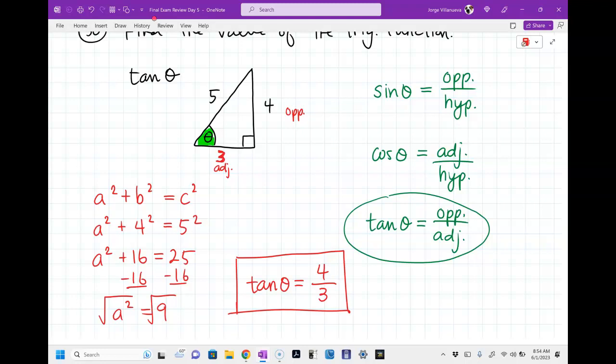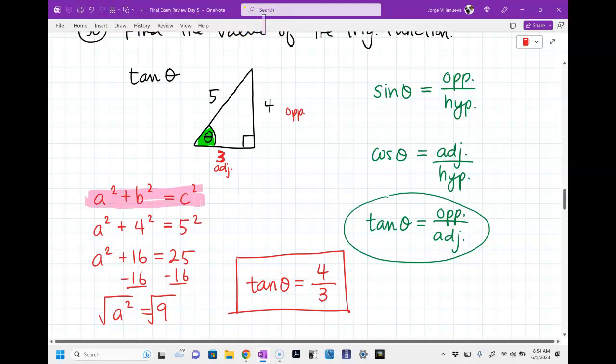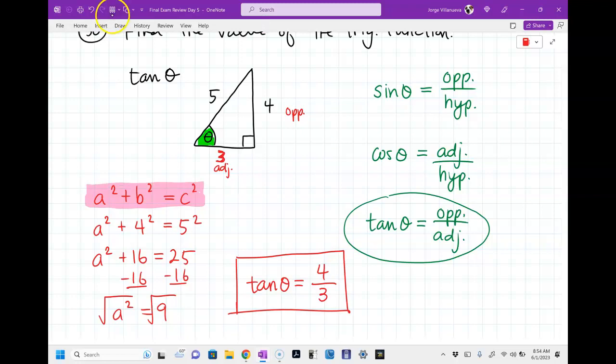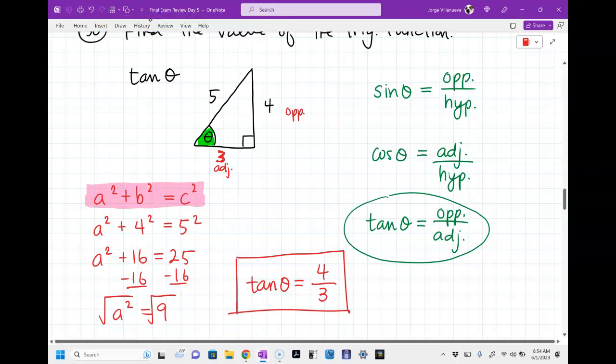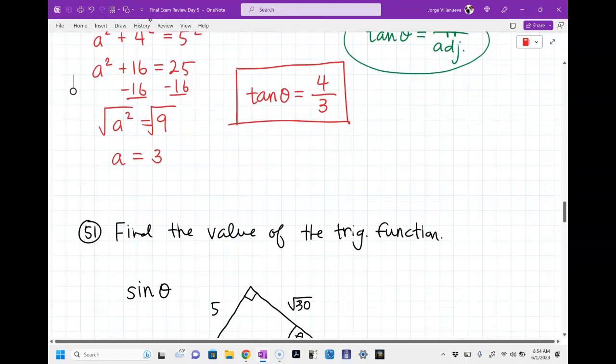Any questions on this one? Remember those 3 definitions? Don't forget your Pythagorean theorem, right? I'll kind of highlight that for later for you guys. But this is one of those things that you guys have to remember in order to do these problems. You may not always have to use it, but you may have to use it. Let's do another one like this.